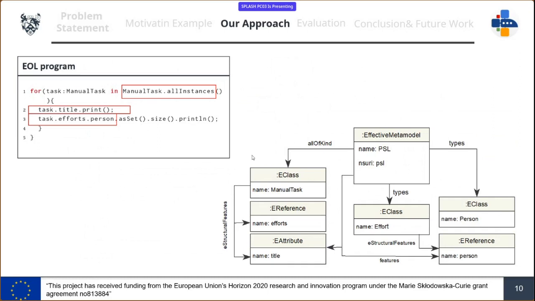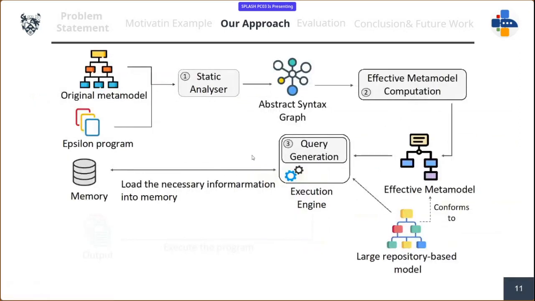So if we load the model based on this effective metamodel, it will be more efficient, because instead of loading based on the original metamodel, we are loading based on the effective metamodel. So we just load the information that we need. But how can we do it?